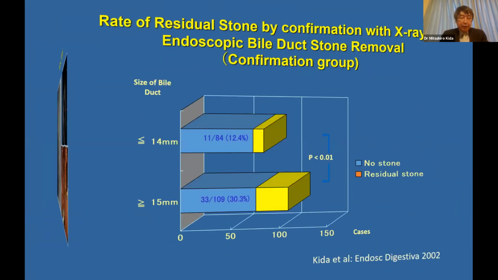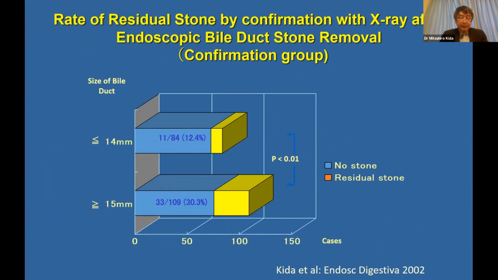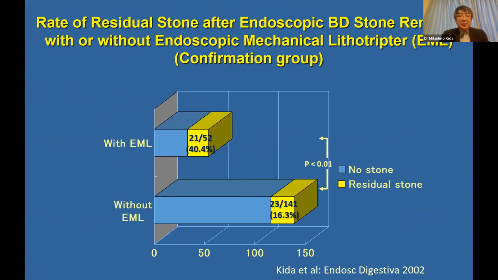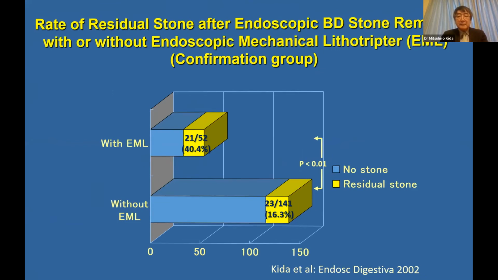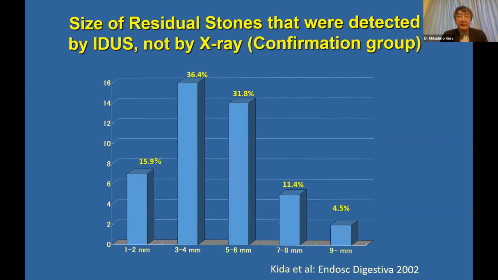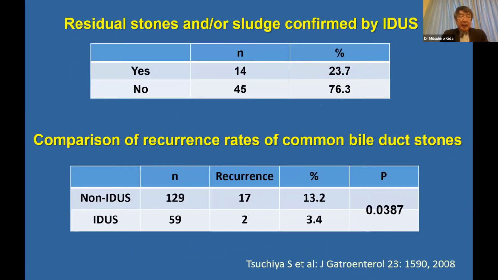In general, bile duct stones were overlooked in about 30% of cases of large bile duct, more than 15 millimeters. And residual bile duct stones were overlooked in about 40% of cases after using EML. This is the size of the residual stone that were detected by the IDUS. Three to six millimeter bile duct stones were frequently overlooked by ERC. After checking by the ERC, residual stone were detected in 23% by IDUS.